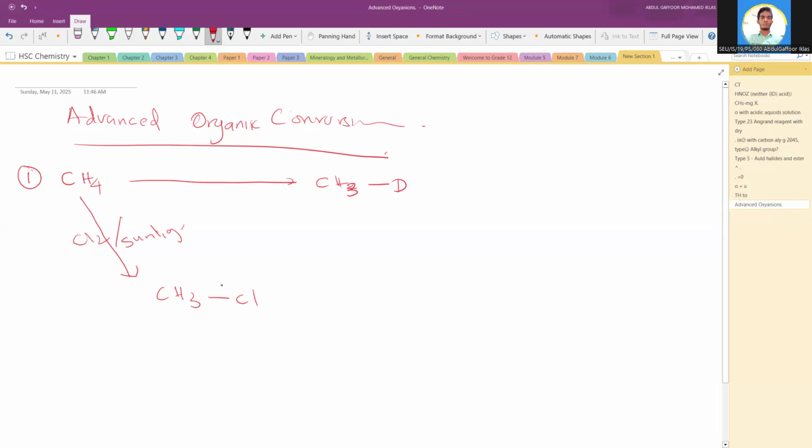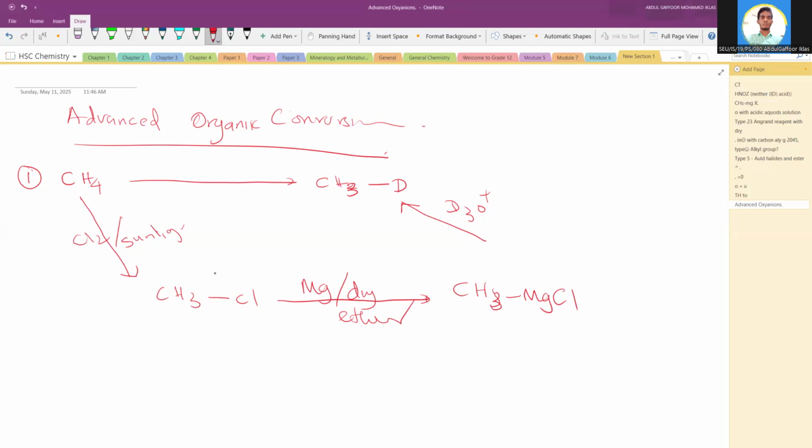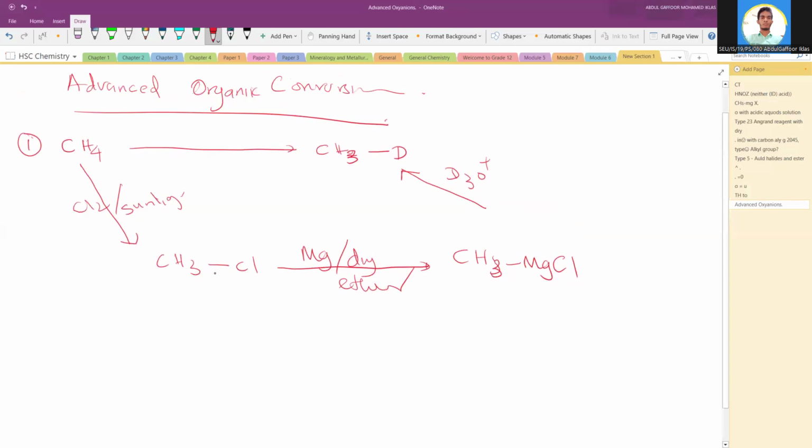Now what we have to do is we have to form D. If you have to add D, if you have D3O plus and we have CH3MgCl, if you put D3O plus, you can replace with D. Again, we can simply put magnesium and ether, right? This is how we are going to perform conversions. So getting the idea is very important, and for that, you have to be thorough in the theory. Now the next one.